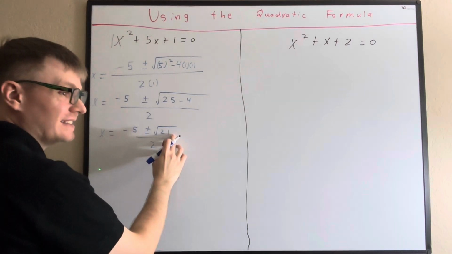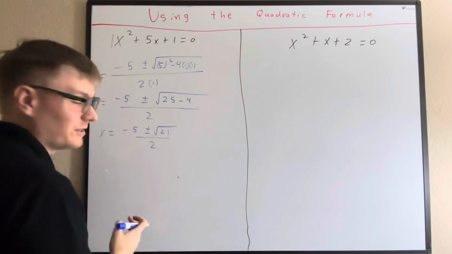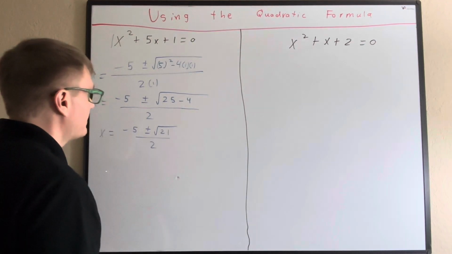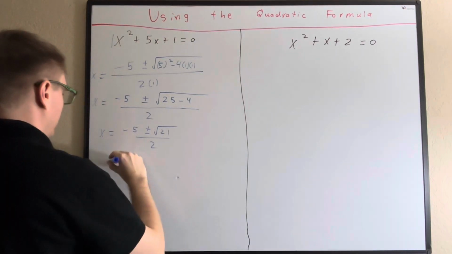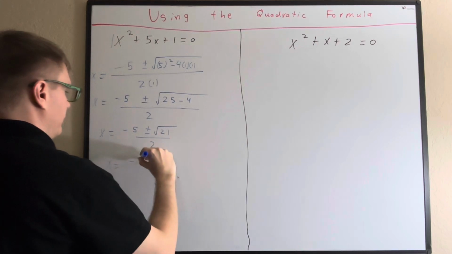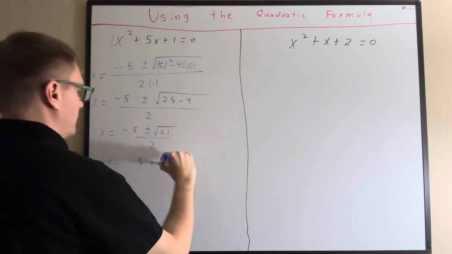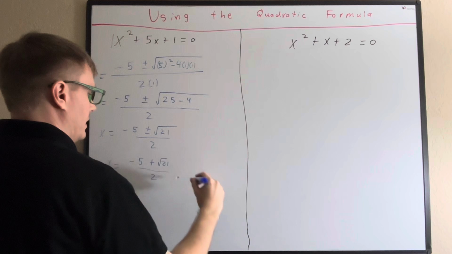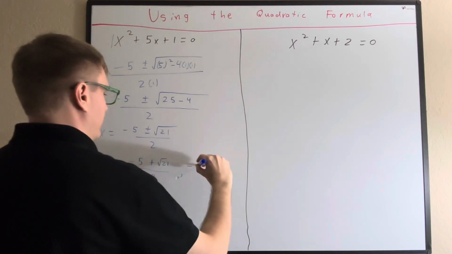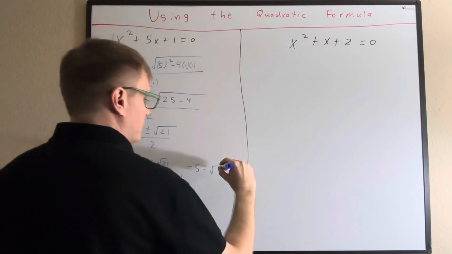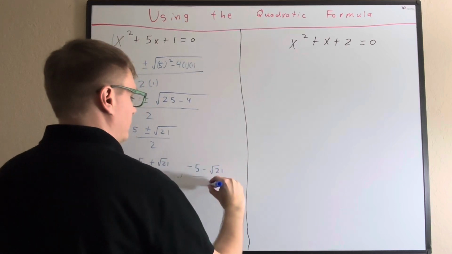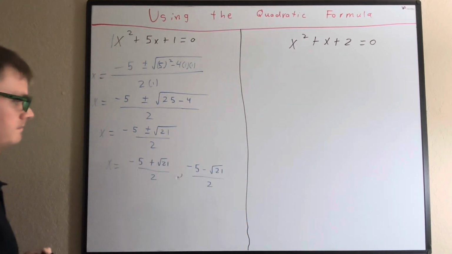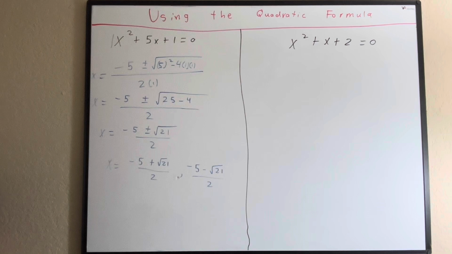Factors of 21, 7, and 3. Neither of those are perfect squares, so we just leave it like that. And there's our answer. Negative 5 plus the square root of 21 all over 2. And negative 5 minus square root of 21 all over 2. There's our answers.